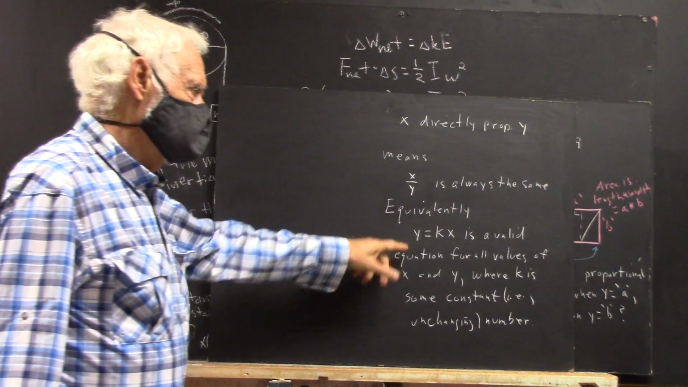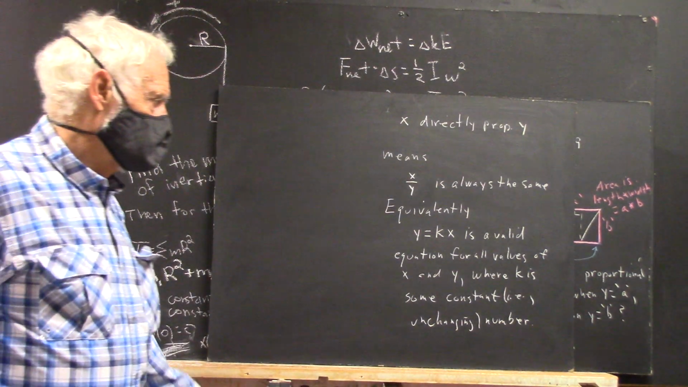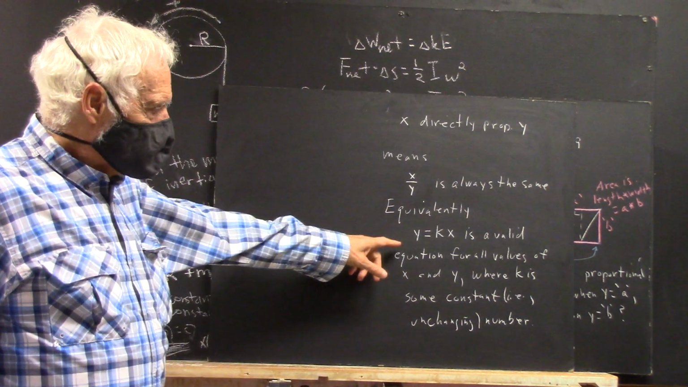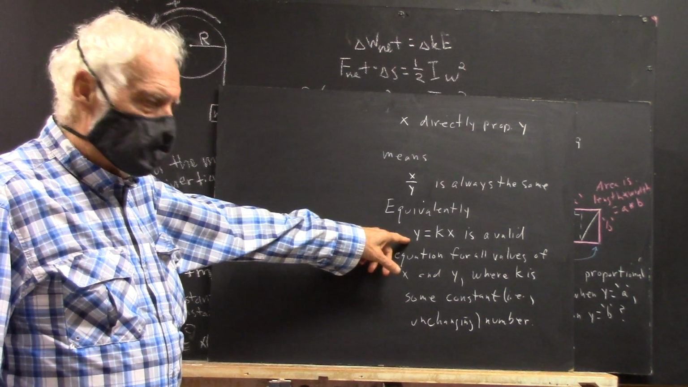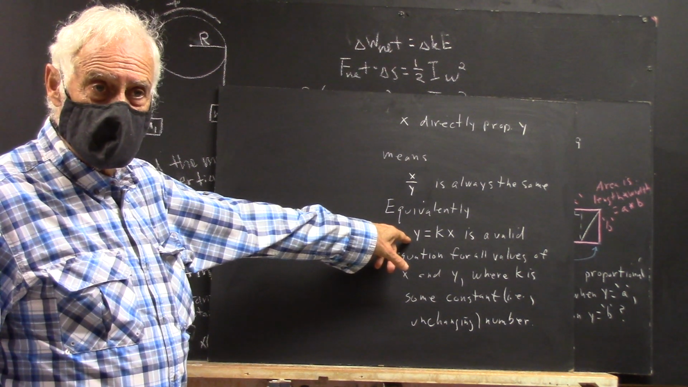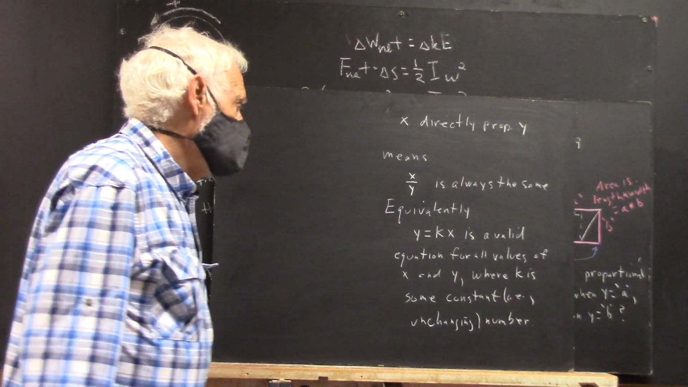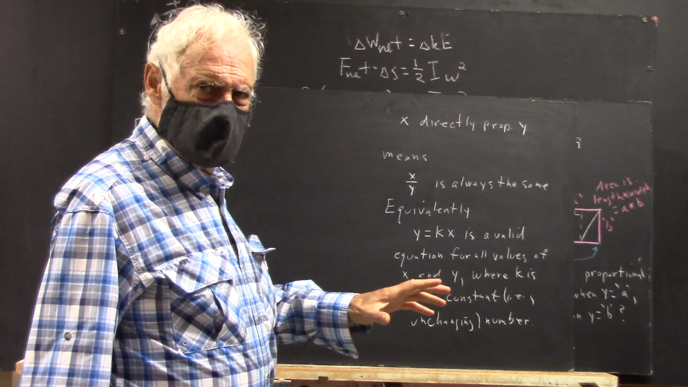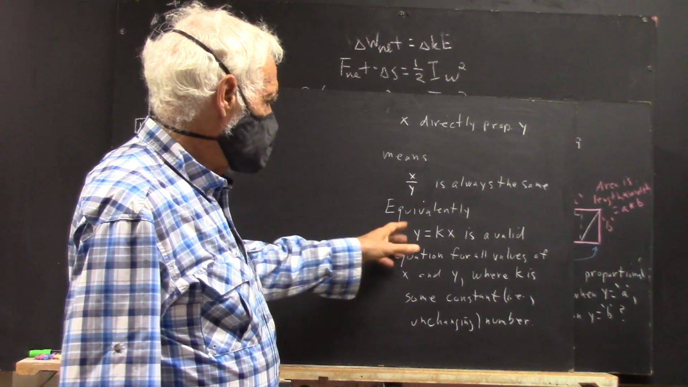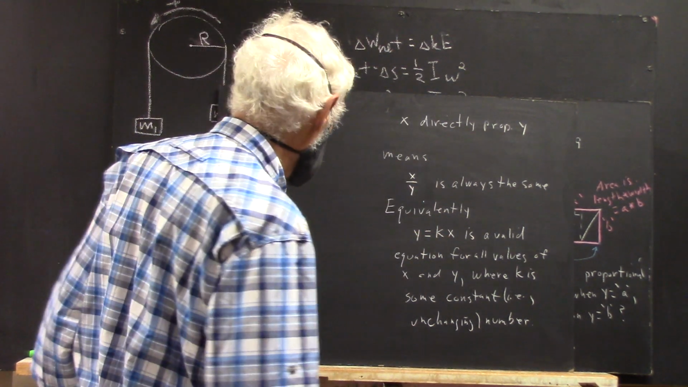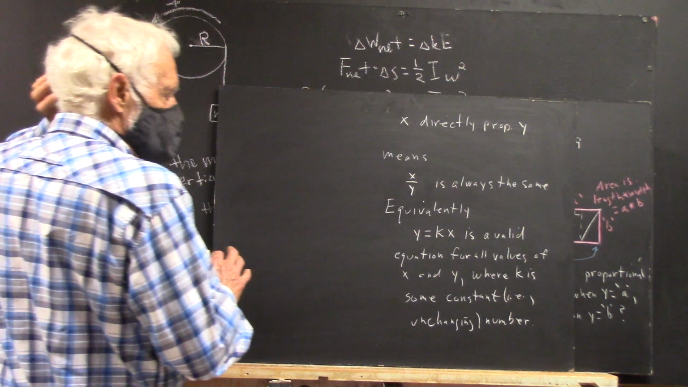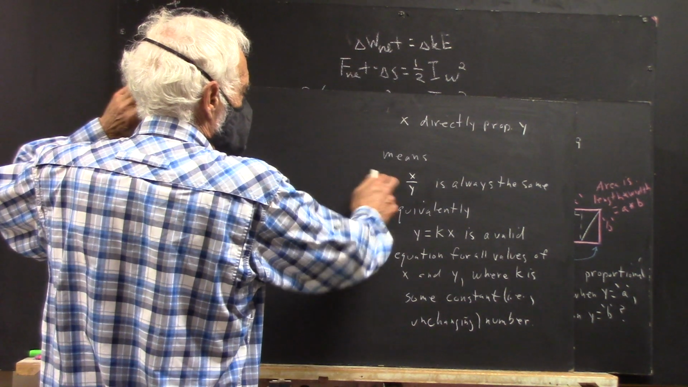This is actually, the book probably wants to call this variation instead of proportionality. Okay? I kind of think of variation as if you've got like a power of x or something like that. But okay, sorry. Okay, this.